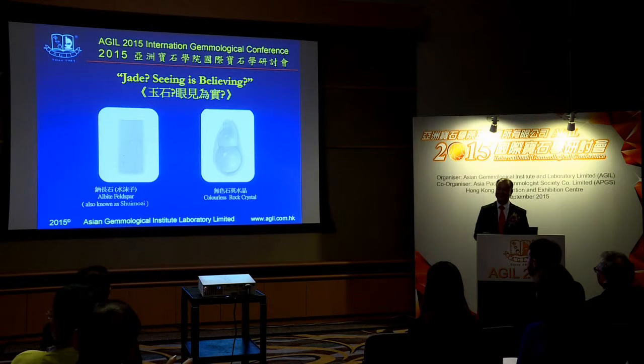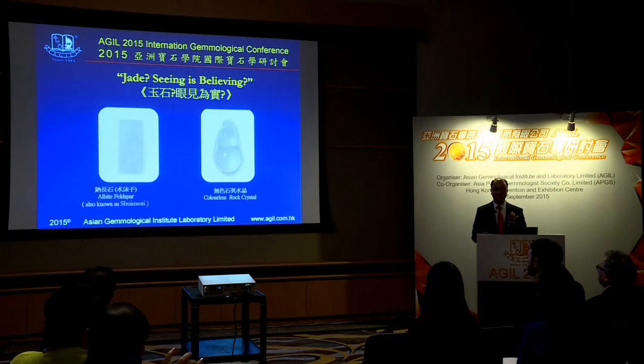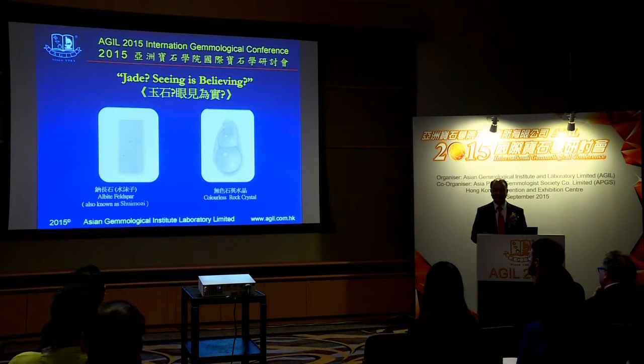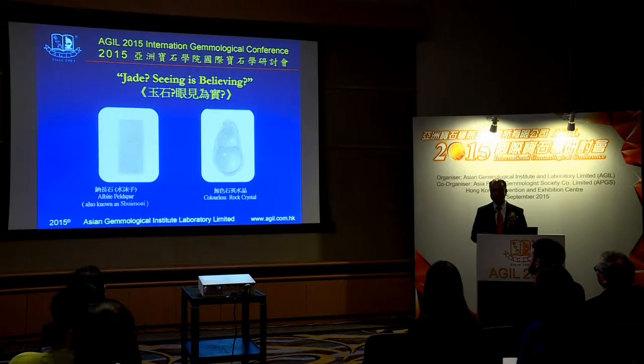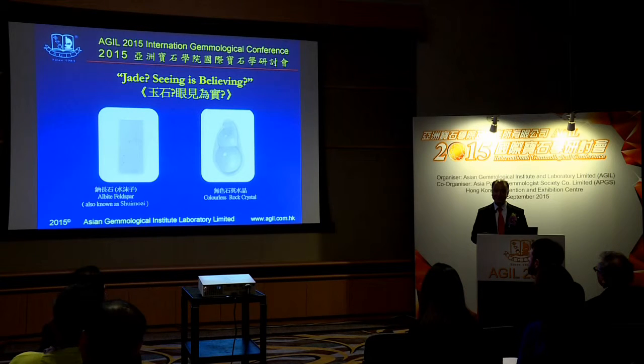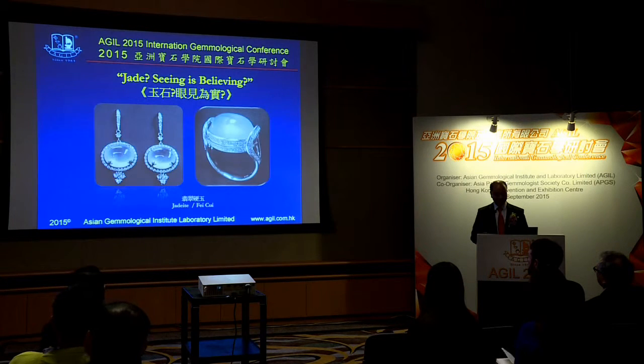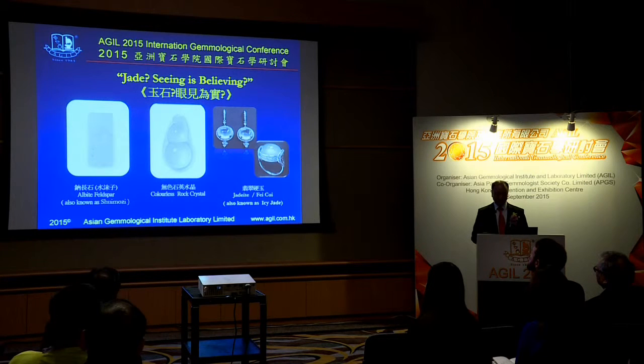Now in China, colorless rock crystal is used to imitate 水墨子. So in the old days, we may have thought 水墨子, albite feldspar, imitated jadeite. But now we have colorless rock crystal imitating jadeite. The price difference between albite feldspar and rock crystal is roughly 5 times.